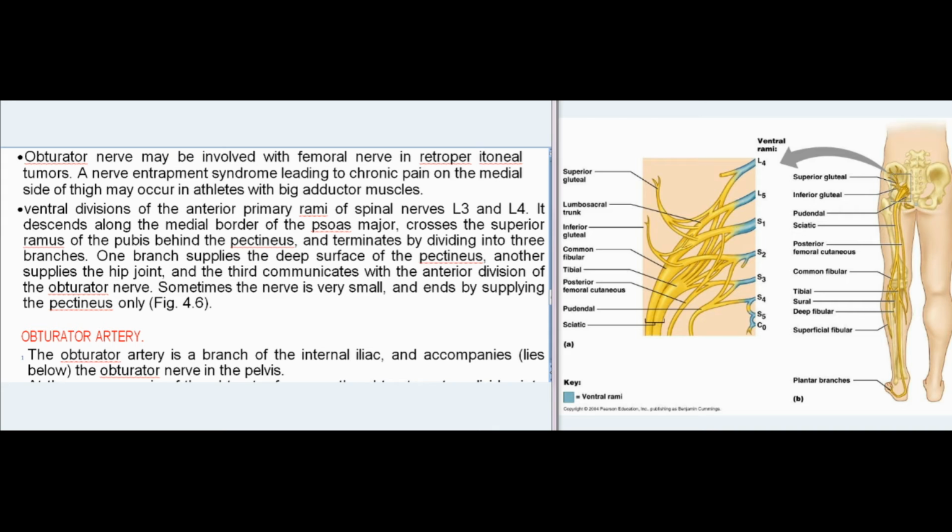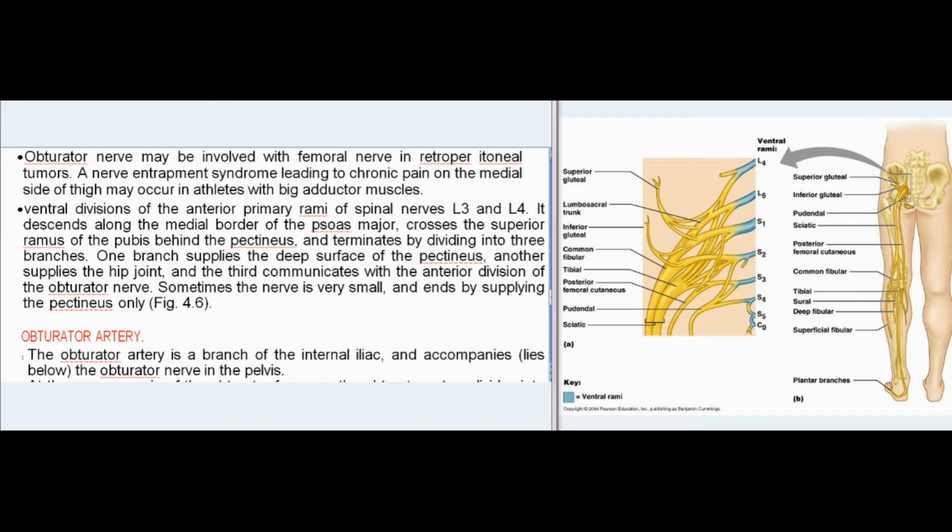Accessory obturator nerve: ventral divisions of the anterior primary rami of spinal nerves L3 and L4. It descends along the medial border of the psoas major, crosses the superior ramus of the pubis behind the pectineus, and terminates by dividing into 3 branches. One branch supplies the deep surface of the pectineus, another supplies the hip joint, and the third communicates with the anterior division of the obturator nerve. Sometimes the nerve is very small, and ends by supplying the pectineus only.